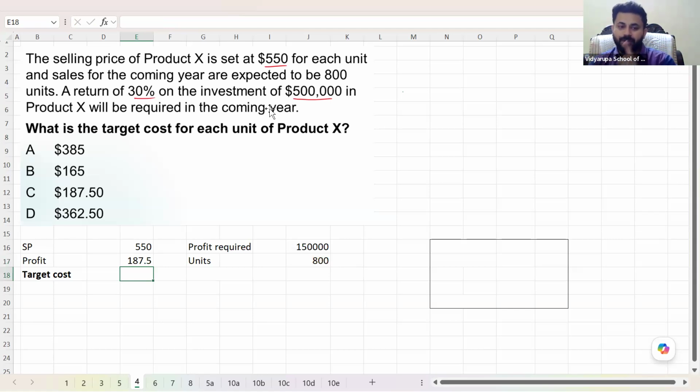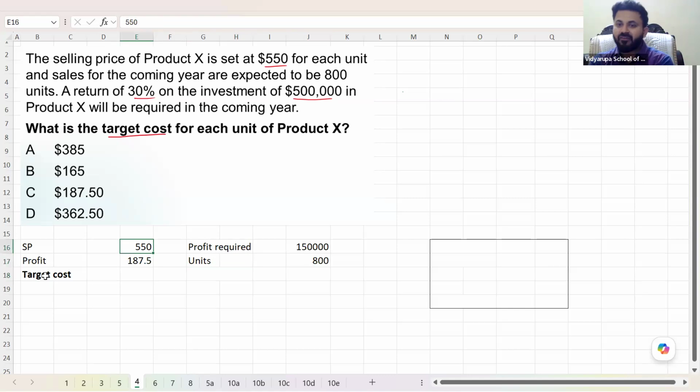Remember, many people chose C. See, that is profit. 187.5 is a profit. The question is not asking you the desired profit. The question did not ask what is the target profit. The question asked what should be the target cost. So the selling price expected is 550. They want a profit of 187.5 per product. How? 30% of the investment, 150,000, divided by the number of units.